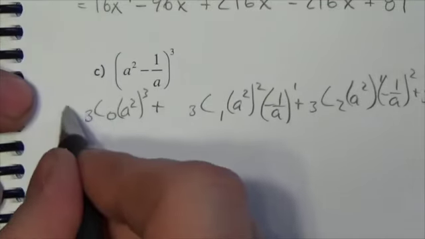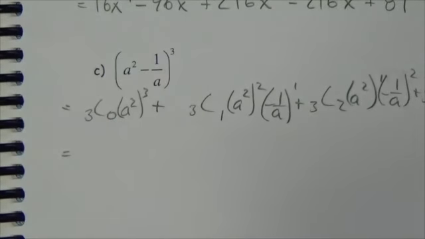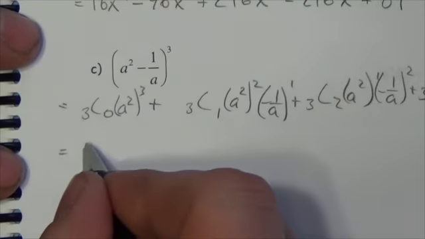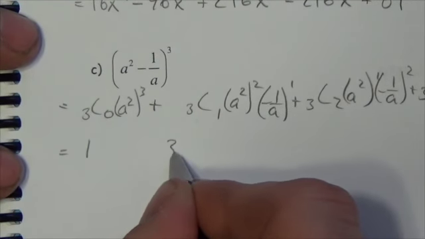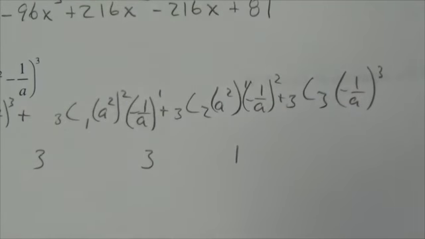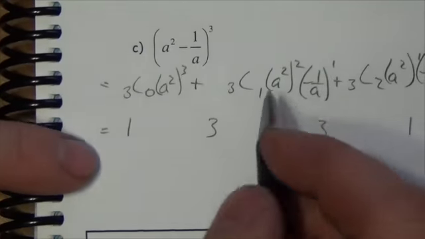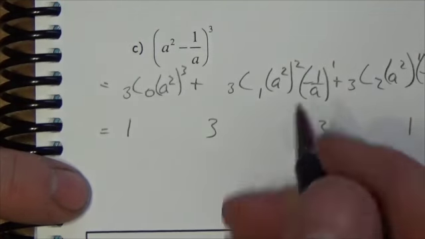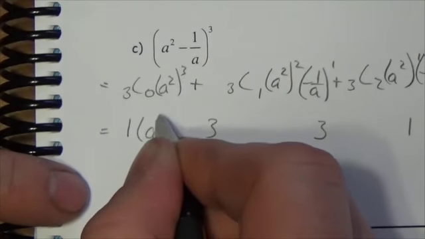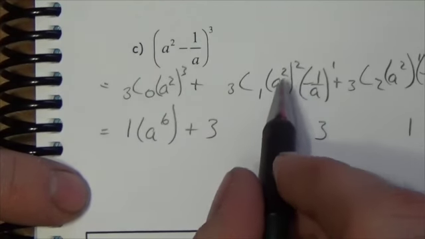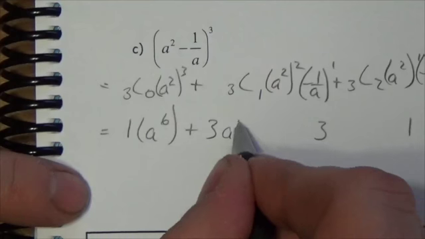Okay, now I'm going to throw down the coefficients. And when you're talking about these combinations of 3, 3 choose 0 is 1, 3 choose 1 is 3, 3 choose 2 is 3, 3 choose 3 is 1. So those are my coefficients. Then I get a squared cubed. Okay, a squared cubed is going to be a to the 6th. You just multiply those exponents there. Then I'm going to get a squared squared, which will be a to the 4th.